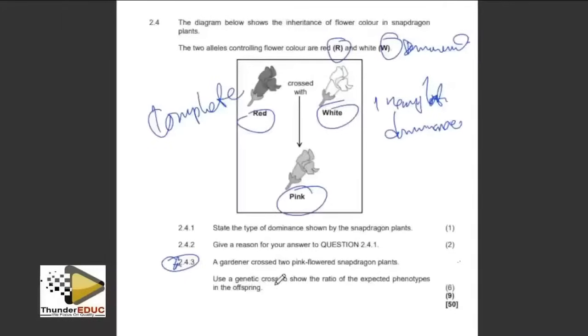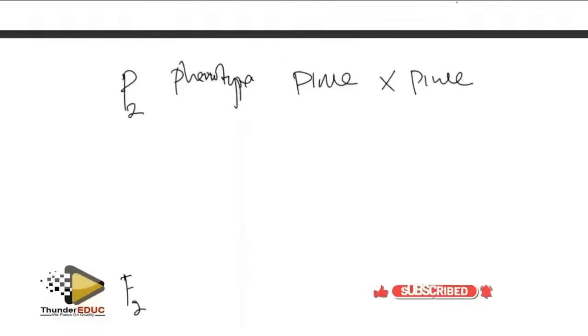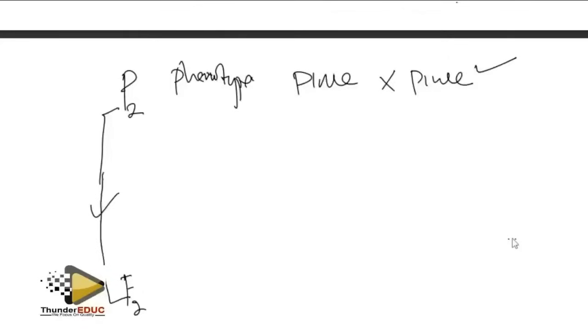So now, there you talk about the phenotype, which is pink. I told you that this is obtained from the question. Check what they are saying: a gardener crossed two pink flowered snapdragon plants. It is always obtained from there. Are you seeing? So it means that I've got a tick here, a tick there, and also a tick there. So now, 2 marks.